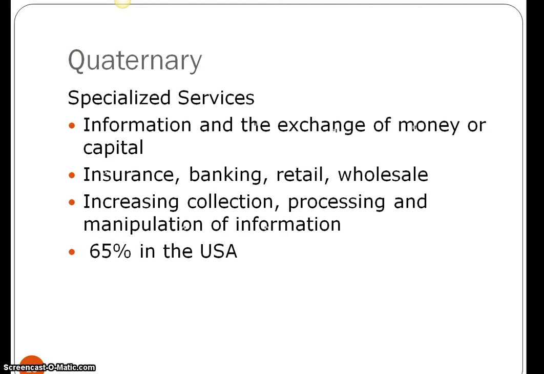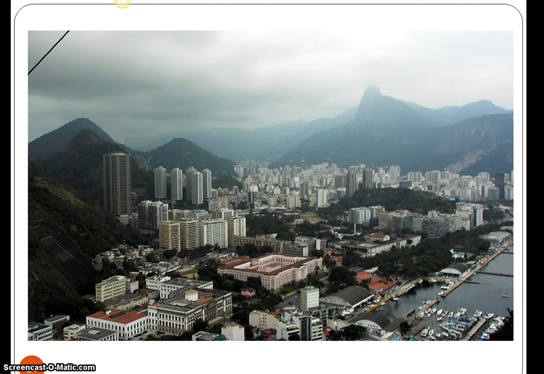The fourth type of economic activity is called quaternary, and these are specialized services, information, and exchange of money, so insurance, banking, retail, wholesale, processing and manipulation of information, so the whole virtual world and computer age. And 65% of U.S. activity is involved in these kinds of resources.